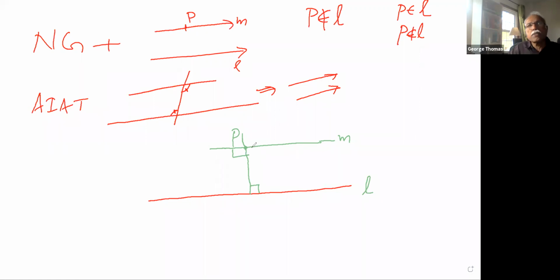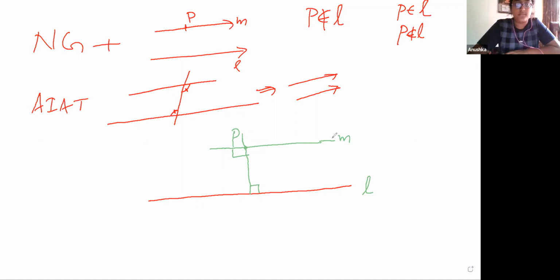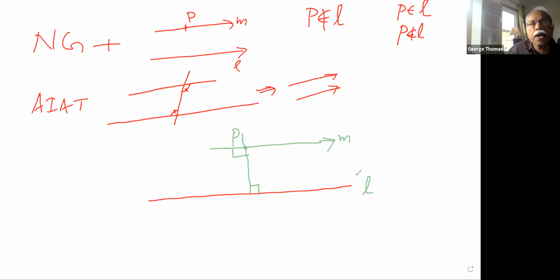If you take a point not on a line, AIAT allows you to construct a parallel to the given line through the point. Anushka, clear? Yes, sir. So what does that prove? So these are parallel.